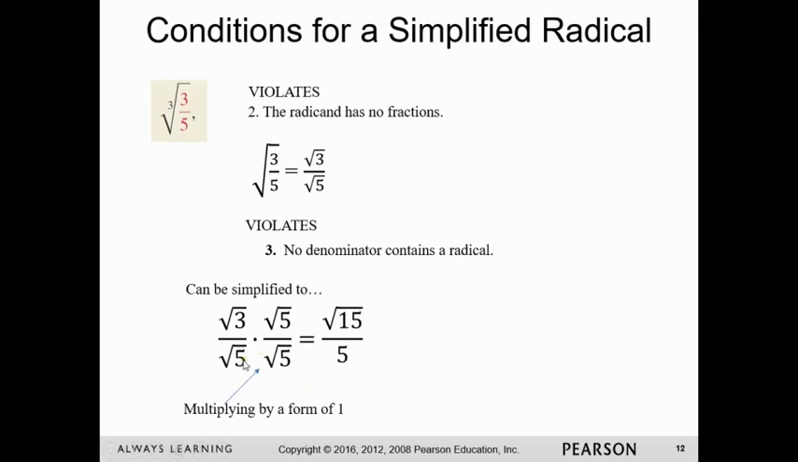Square root of 5 is an irrational number. When we multiplied it by square root of 5, it became a rational number. We'll talk more about this later.